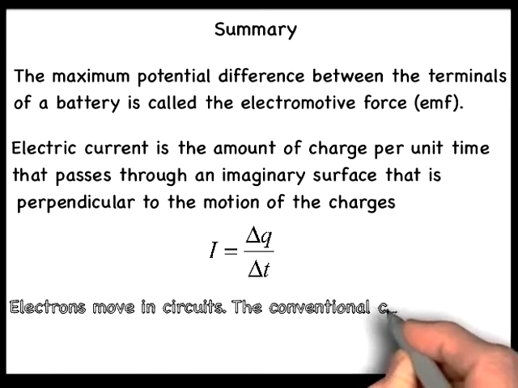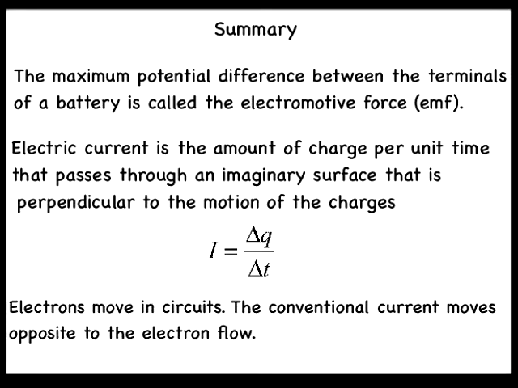Finally, it is electrons that move in circuits. The conventional current moves opposite to electron flow. This conventional current indicates the direction of the hypothetical flow of positive charges rather than the flow of the negatively charged electrons.